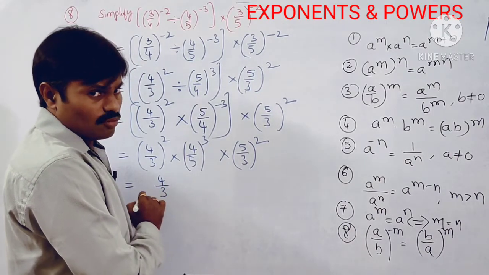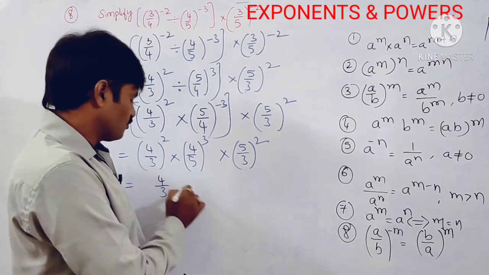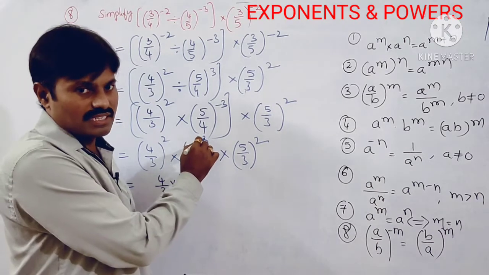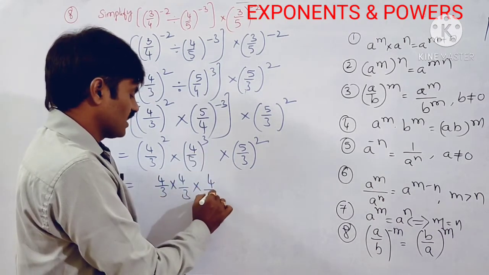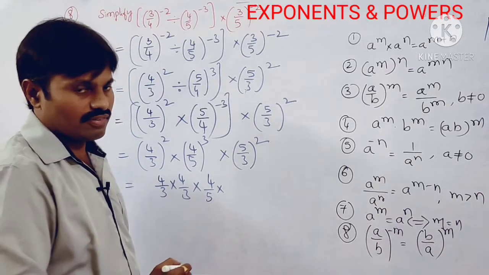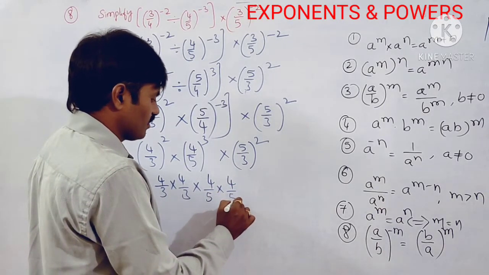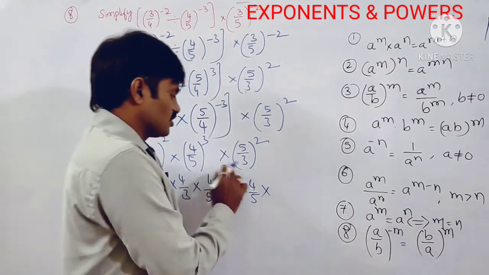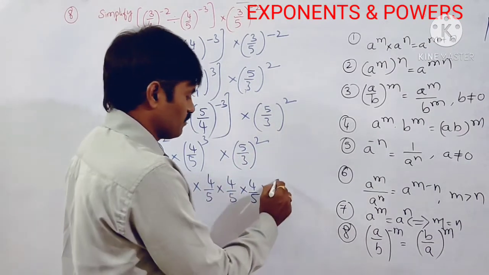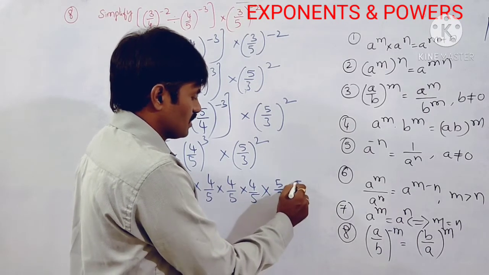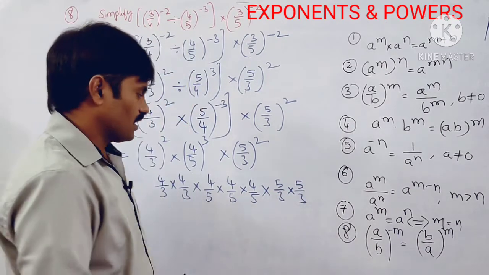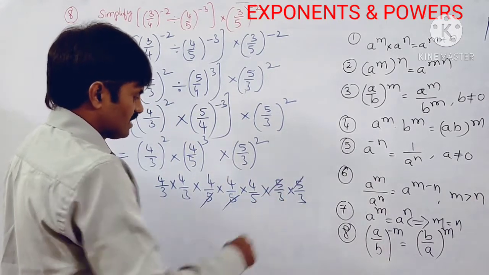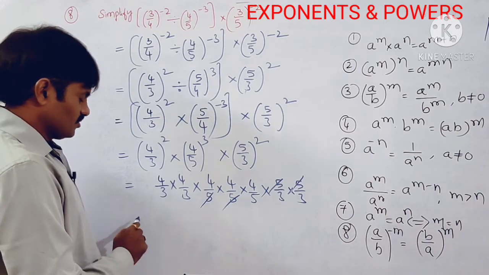So I am writing (4 by 3) whole square as 4 by 3 into 4 by 3, into (4 by 5) whole cube. So we have to multiply 4 by 5 by itself 3 times, so 4 by 5 into 4 by 5 into 4 by 5, into (5 by 3) whole square. So we have to multiply 5 by 3 by itself 2 times. Now simplify. Here the two 5s get cancelled. Any other? It is not possible.